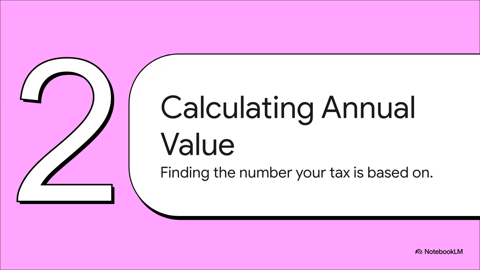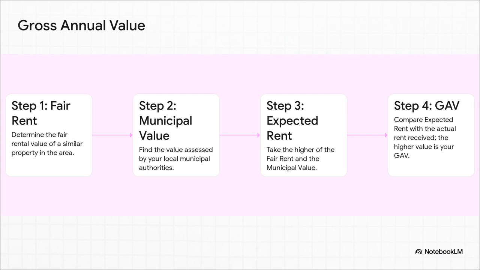So the big question is, how do they come up with this annual value? Well, it's not just some random number. It's the result of a very specific calculation, and it is the foundation for everything else we're going to talk about. To get to our starting point, the gross annual value, or GAV, we follow a pretty clear four-step process. First, we find two numbers, the fair rent, which is what a similar place in the area goes for, and the municipal value. You take the higher of those two, and that becomes your expected rent.